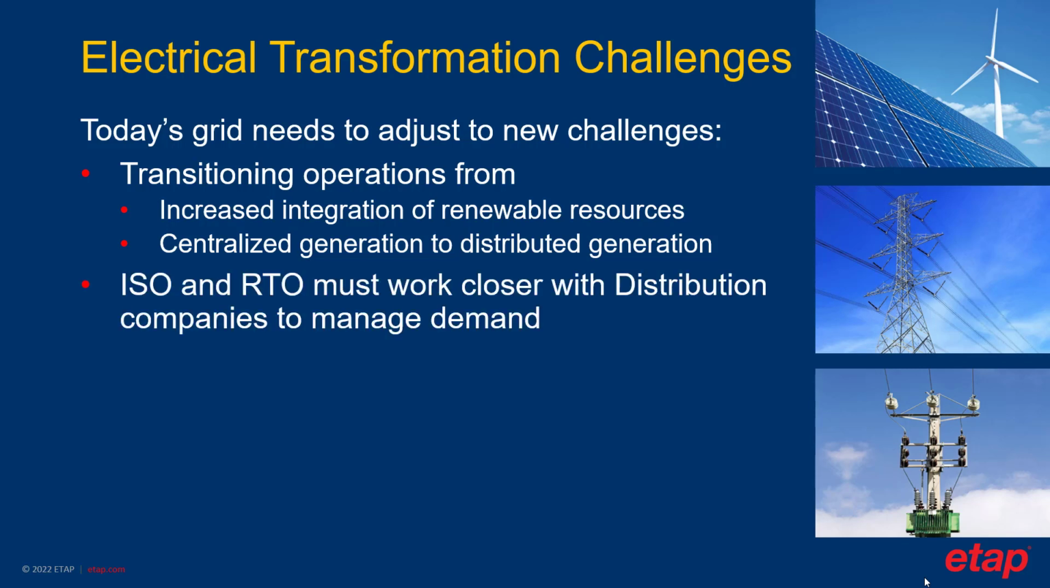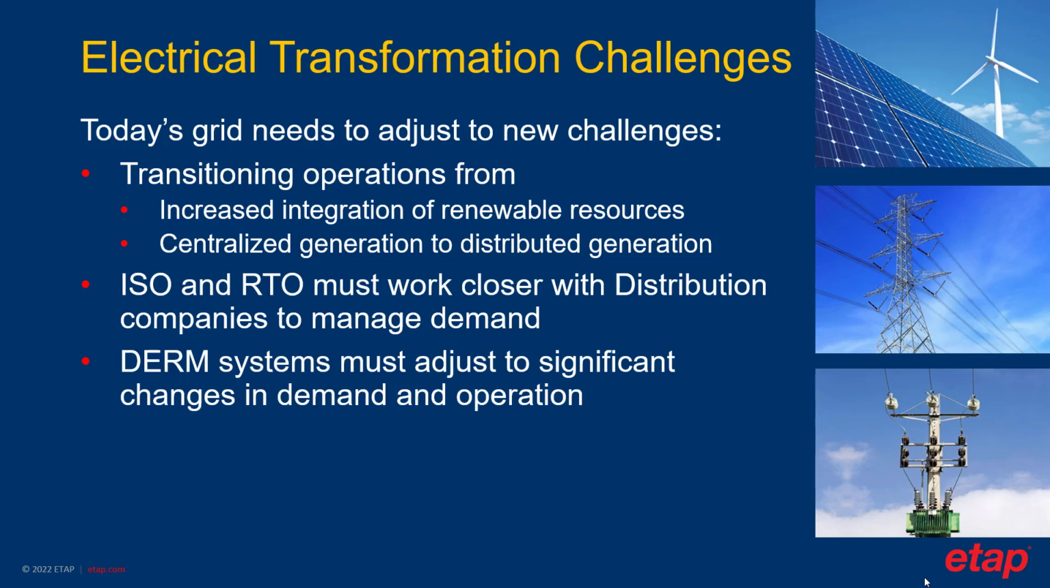Independent system operators, ISOs, regional transmission operators, RTOs, and distribution companies must coordinate more than ever as generation conditions continuously change. As distribution companies perform load shedding at feeder levels, they will not only be dropping load, but generation as well. Distributed energy resource management systems must adjust to significant changes, and demand and operation is changing. These include changes in demand due to scheduled conditions or unscheduled conditions. Examples of these include unprecedented changes in load due to weather conditions or sudden failures or overloads of equipment.